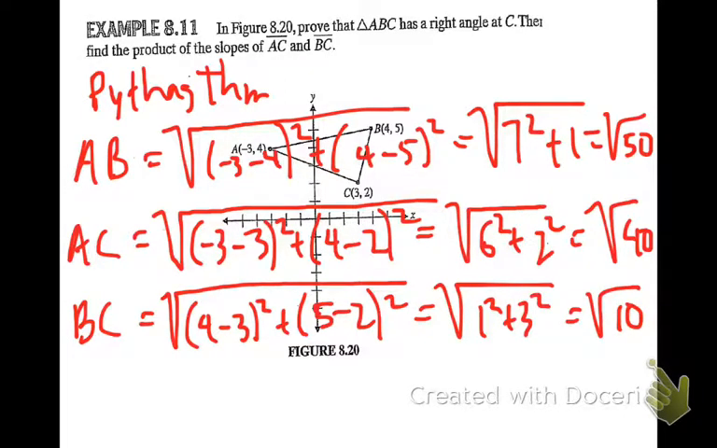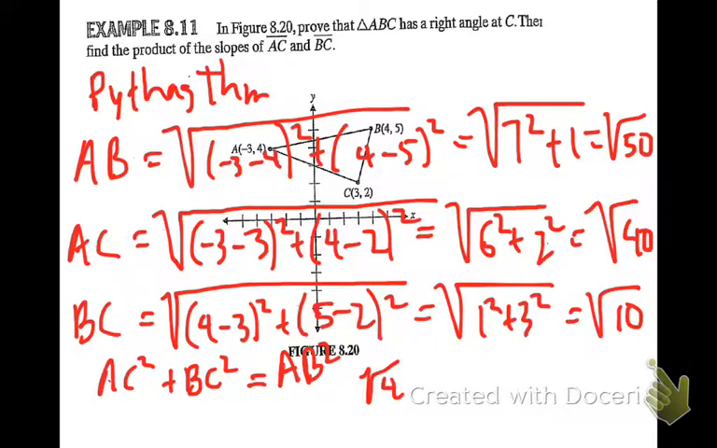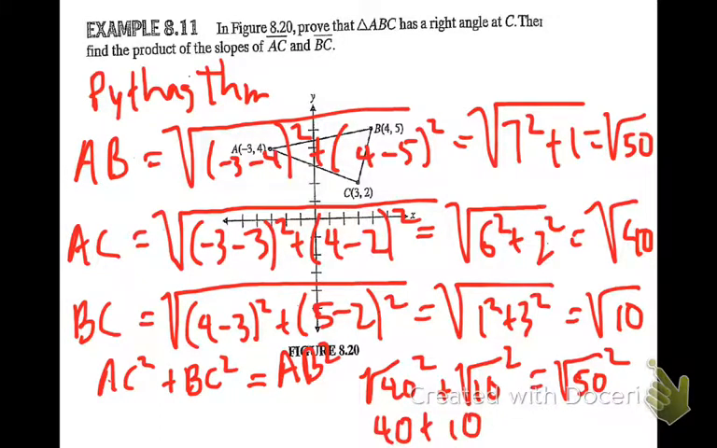Alright, so now we do the Pythagorean theorem. AC squared plus BC squared equals AB squared. So that would be radical 40 squared plus radical 10 squared equals radical 50 squared. So that's 40 plus 10 equals 50. And that's true, so therefore we have a right triangle.